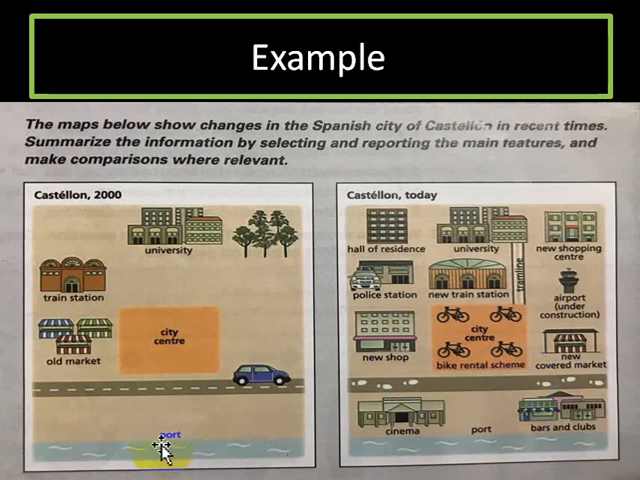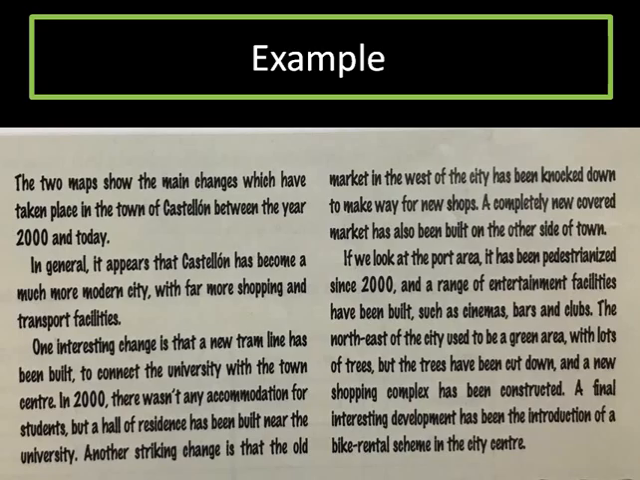The port was naked at that time, and now we have what? Cinemas, we have bars, clubs, and etc. So you try to focus and make the changes, and that's it. So you talk about the city in 2000, and then you talk about the same city nowadays. So you have two bodies, one body that consists of two paragraphs, one for the old and another one for what? For the new. Plus the introduction, of course, that we already finished.